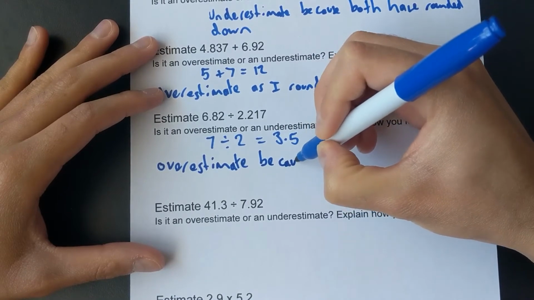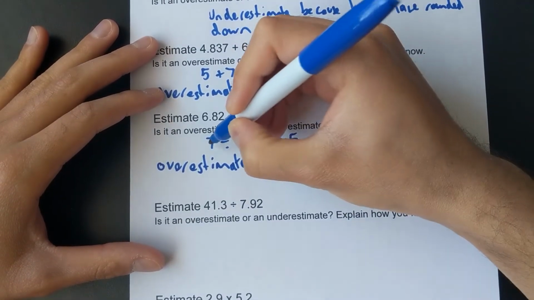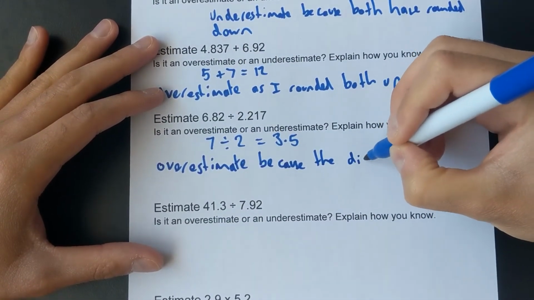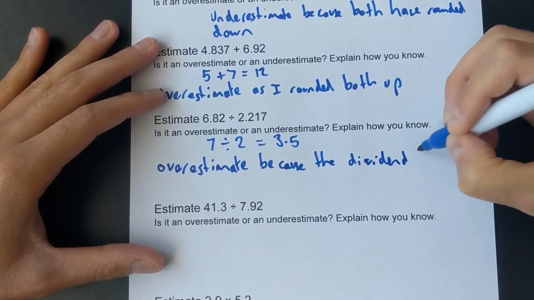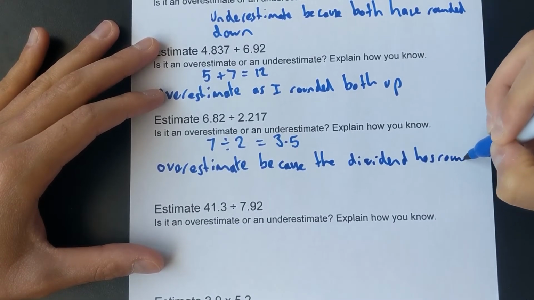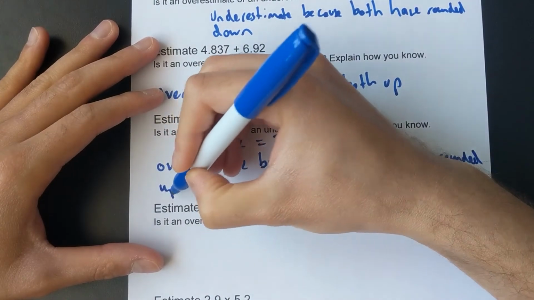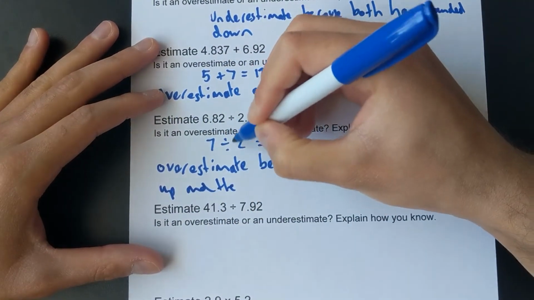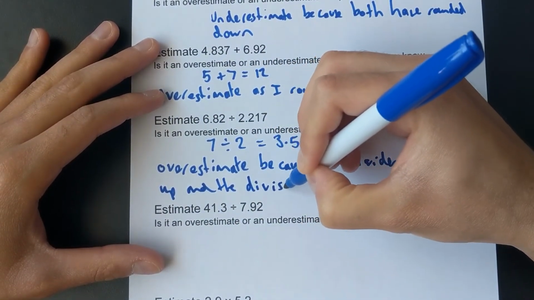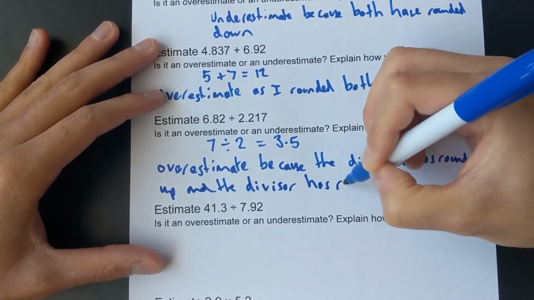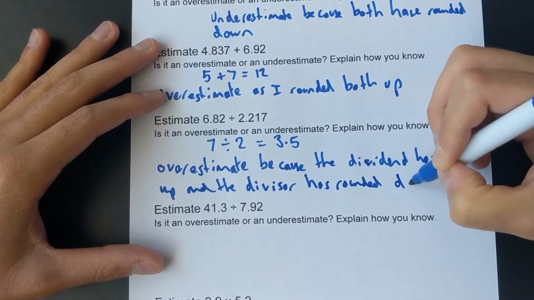because this number is called the dividend, as rounded up, and this number is called the divisor, as rounded down.